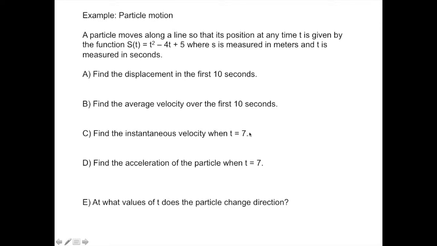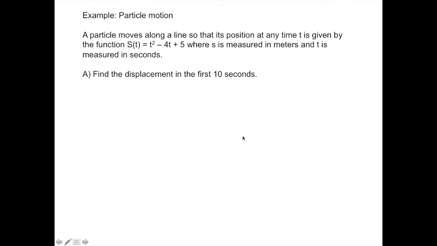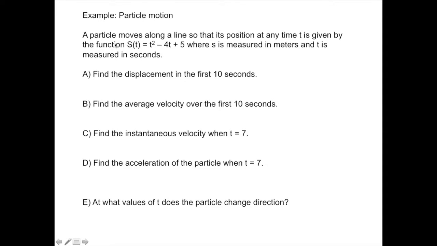I want you to change that in your packet. I think it says 5. I'd rather have it be 7. The acceleration also when t equals 7, so change that in your packet. And then at what value does t have to be when the particle changes direction?